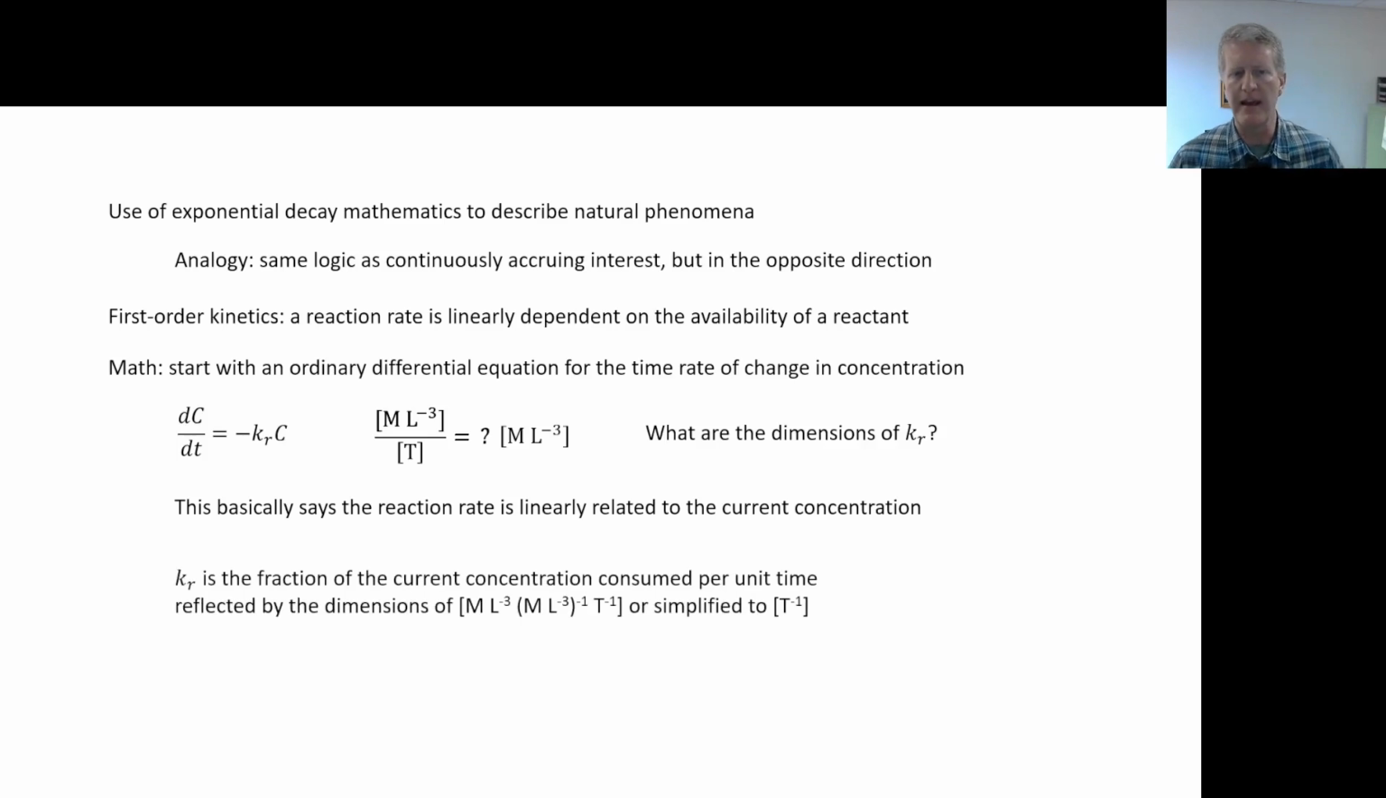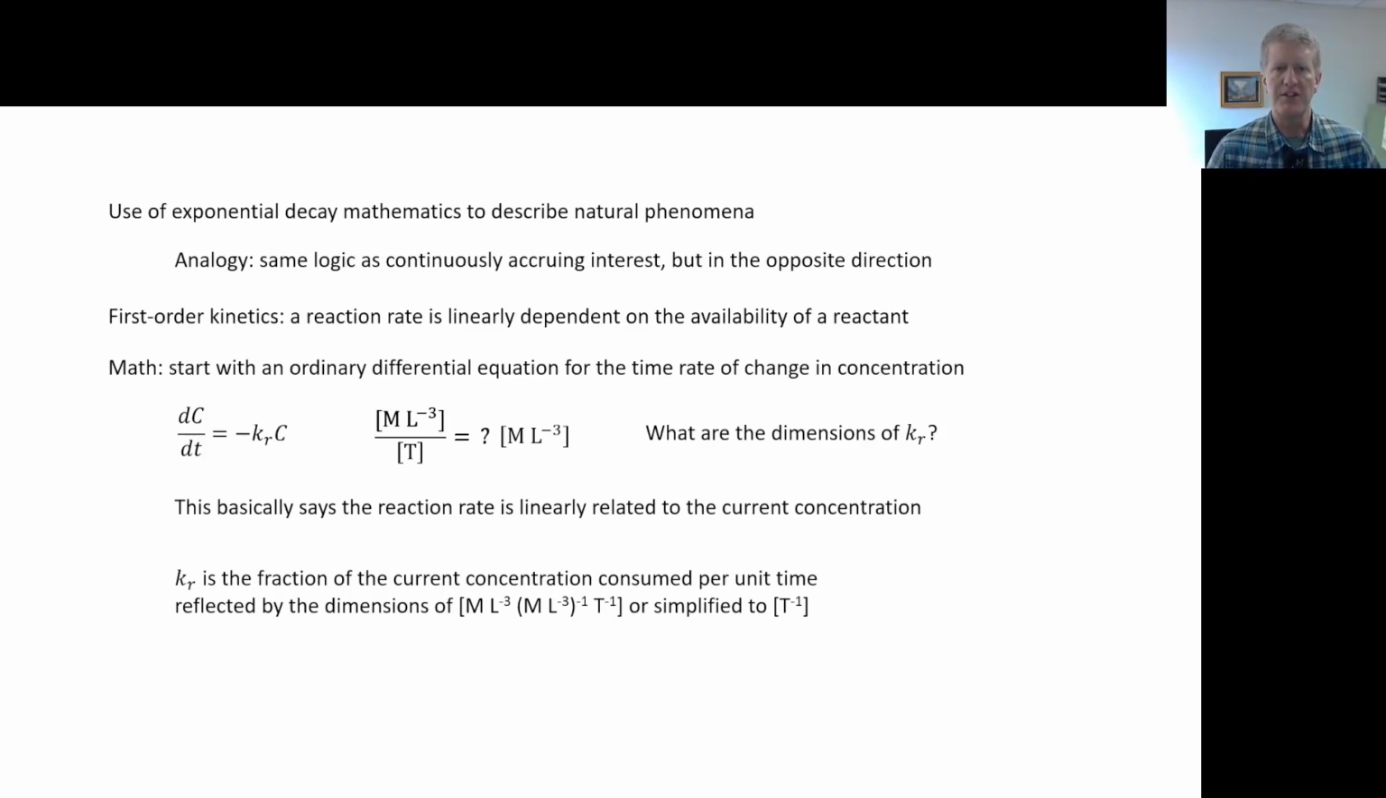It turns out that Kr has to have dimensions of per time. This may seem illogical at first, but you might also think of it as a ratio of concentrations per time, where the dimensions of the ratio of concentration divides out to unity. In other words, Kr is like a continuous interest rate, in that it is a fraction or percent of the concentration of the reactant that is being consumed per unit time by the reaction. Kr is typically called either the first-order rate constant or the first-order rate coefficient.